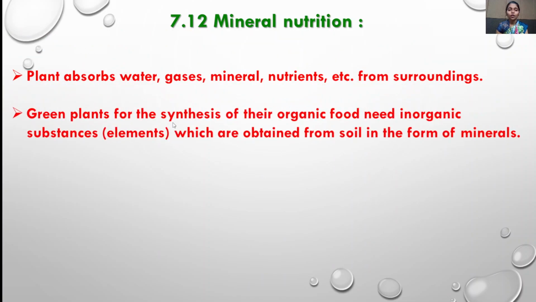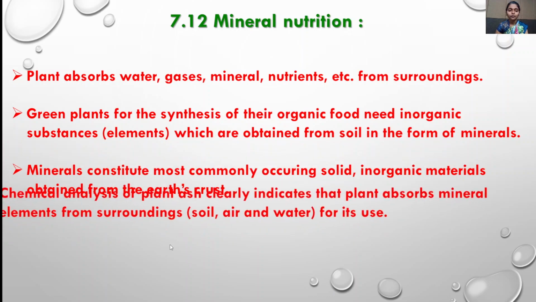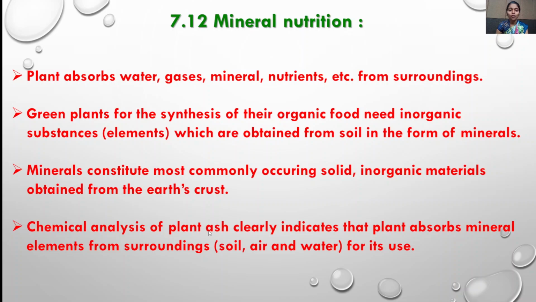Green plants, for the synthesis of their organic food, need inorganic substances or elements which are obtained from soil in the form of minerals. Next, mineral constituents are most commonly occurring solid inorganic materials obtained from the earth's crust. Next, chemical analysis of plant ash clearly indicates the plant absorbs mineral elements from surroundings, soil, air and water for its uses.